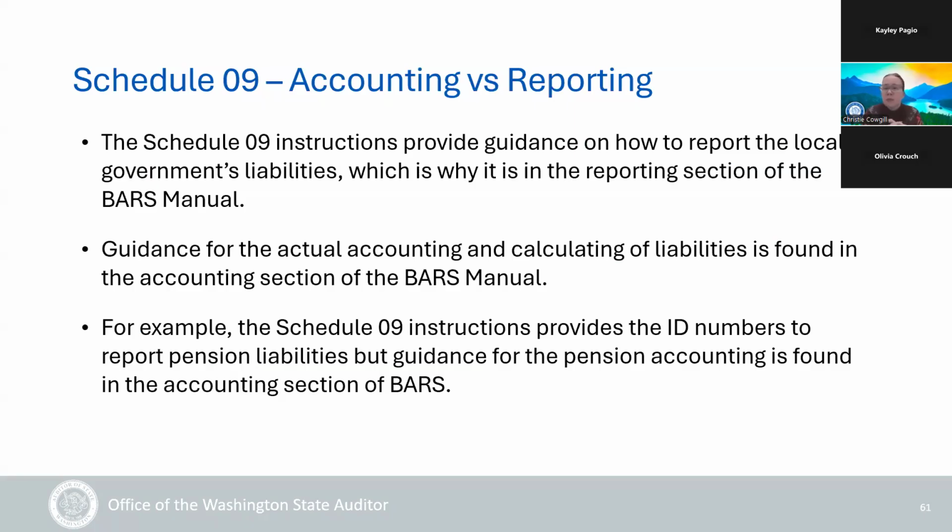The instructions provide guidance on how to report the local government's liabilities on the annual report, which is why it's in the reporting section of the BARS manual. Actual accounting or calculation of the liabilities is found in the accounting section of the BARS manual.